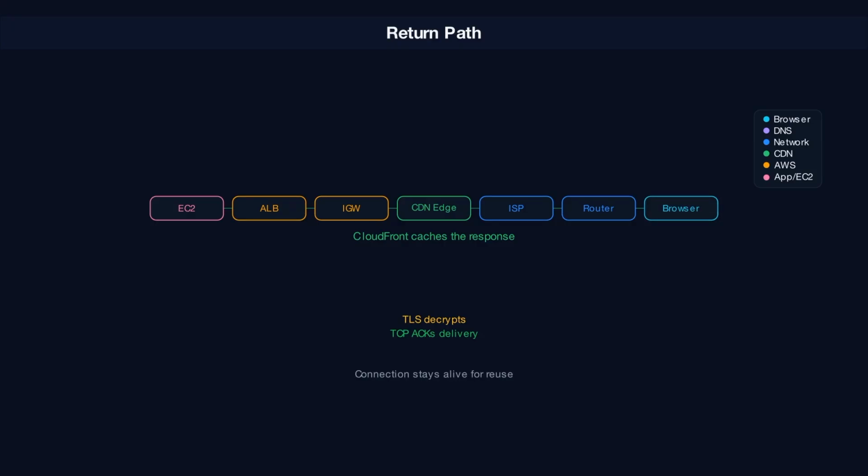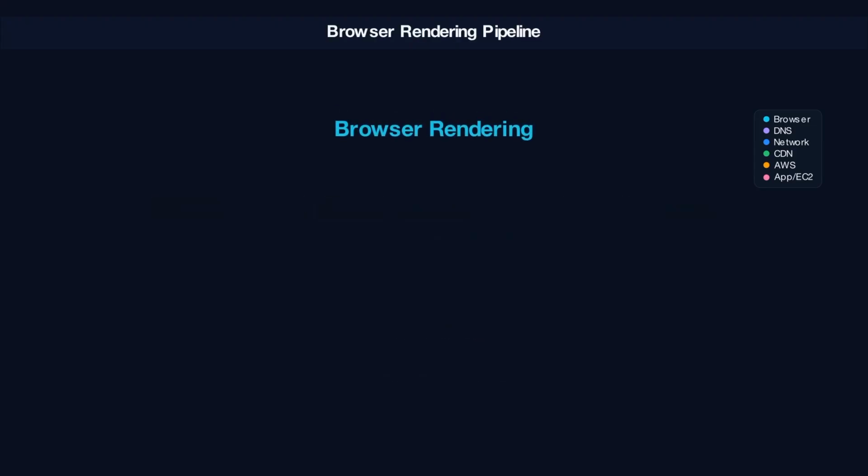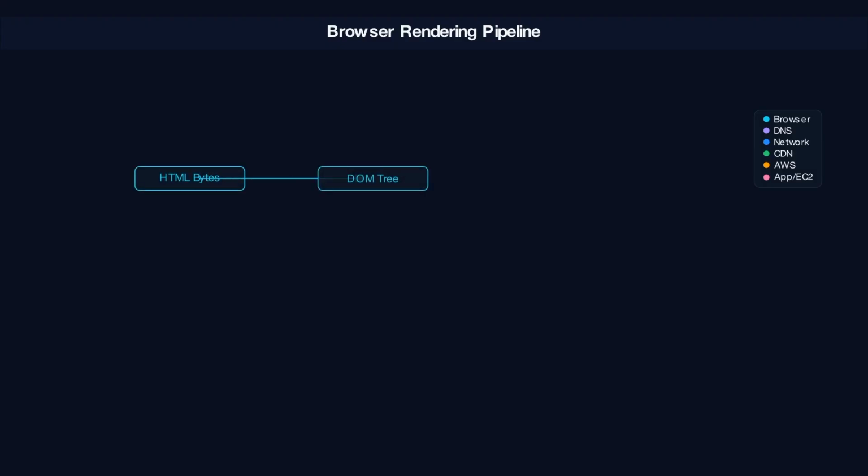TLS decrypts the bytes. TCP confirms delivery. The browser holds the raw response, status code, headers, and HTML body. The connection stays alive for reuse. Think of this as assembling, painting, and showing the page on stage. The browser runs a precise pipeline.